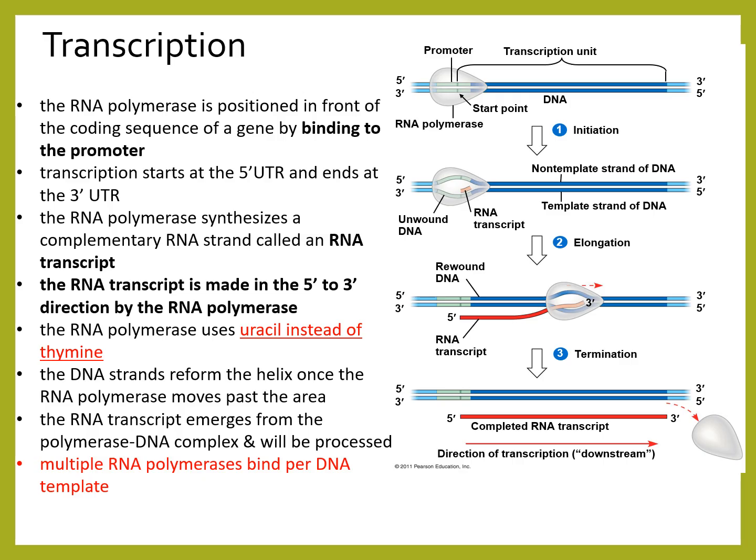Ultimately, the completed RNA transcript will separate from the RNA polymerase when the polymerase gets to the end of the 3' UTR. So it's gone through the entire coding sequence, it gets to the end of the 3' UTR, and basically the polymerase detaches and the RNA transcript is then released. Now, depending on what gene you've transcribed, we're going to have to modify this RNA transcript so that we can turn it into the kinds of RNA we see in the cell.